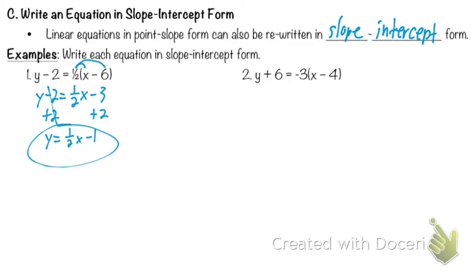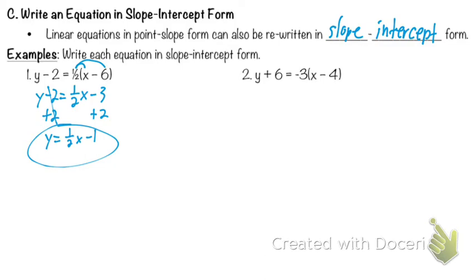So we want to just use it as a vehicle to get to slope-intercept form. Now, if we recall, in slope-intercept form, y is by itself, right? So we had to get y by itself. But before we did that, we had to distribute and simplify out that right-hand side. So on number 2, why don't you try that on your own?